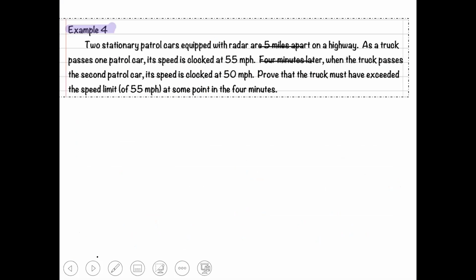All right, next one, here we go. Two stationary patrol cars equipped with radar are 5 miles apart on the highway. As a truck passes one patrol car, it is clocked at 55 miles an hour. 4 minutes later, when the truck passes a second patrol car, its speed is clocked at 50 miles per hour. Prove that the truck must have exceeded the speed limit of 55 miles per hour at some point in the 4 minutes.